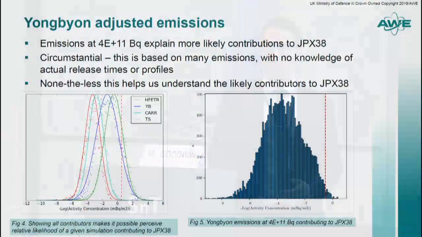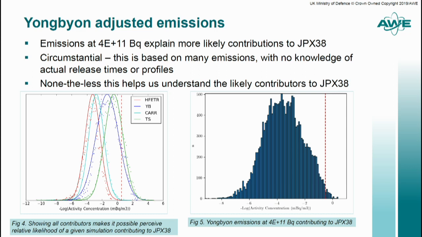And if we then adjust our histograms to say, would that explain some detections at JPX-38? Well, it would. We would get a fair number of detections over those few years from Yongbyon. We can compare all of these emitters and decide which ones are most likely to be contributing at any given time, but it is important that this is very circumstantial and isn't based on any knowledge of the actual release profiles or times. So we're just using this information to build up a better picture of what we are seeing at JPX and where that's coming from.